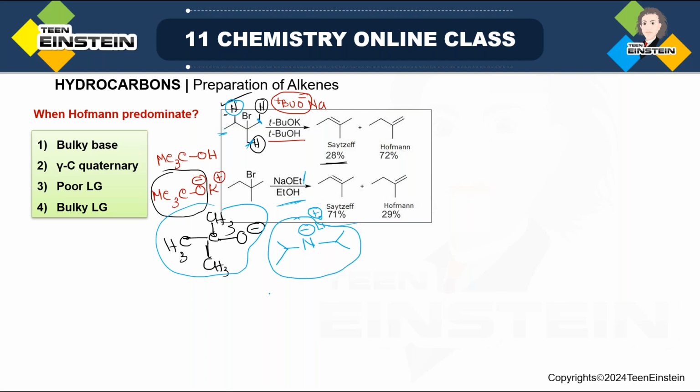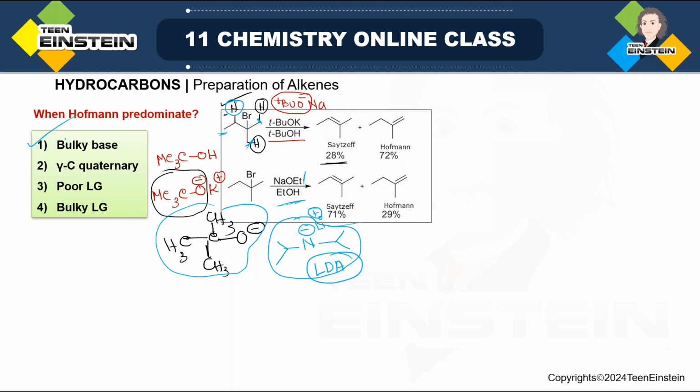So in the presence of t-BuO minus or lithium diisopropyl amide, these are the special cases where we call it a bulky base. You can get a product which is more of Hofmann, less of Saytzeff. So this is the first point.